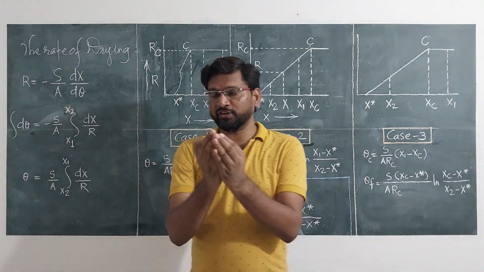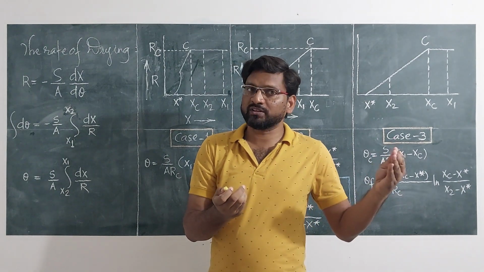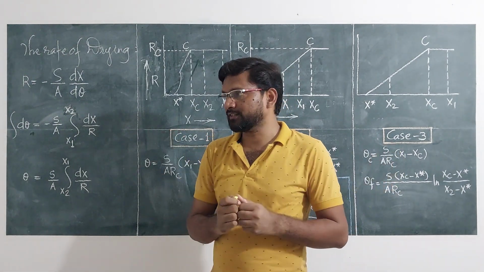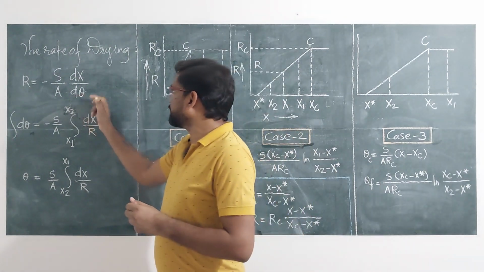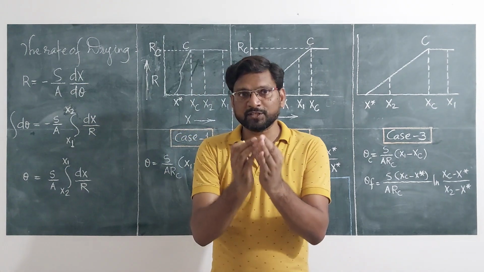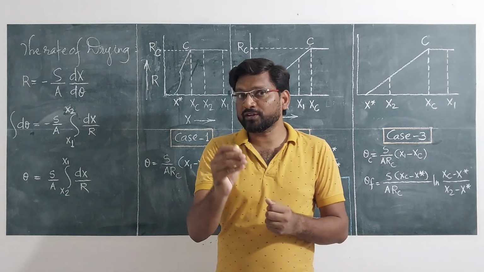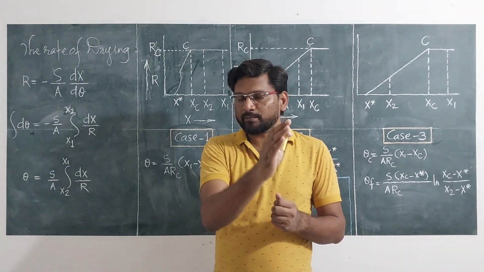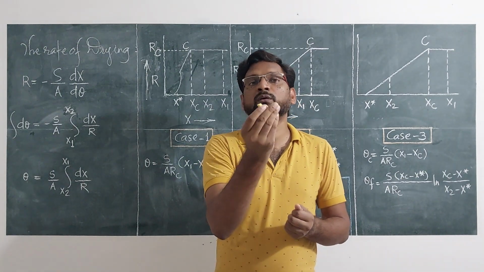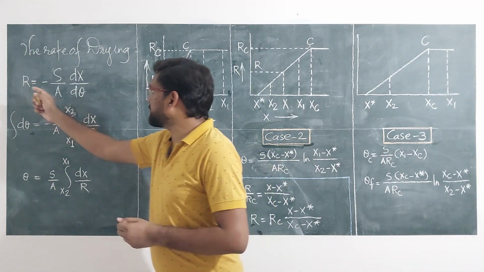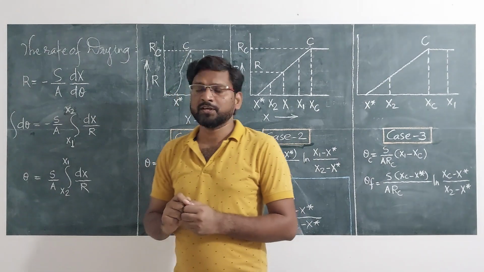Dx is the moisture removed, x1 minus x2, where x1 is the initial moisture content and x2 is the final moisture content. So it is x1 minus x2, that is the moisture removed, and d theta is the time span elapsed in removing that moisture, means time required to achieve x1 minus x2, that is time required to remove that much moisture. So R is equal to minus S divided by A dx by d theta.